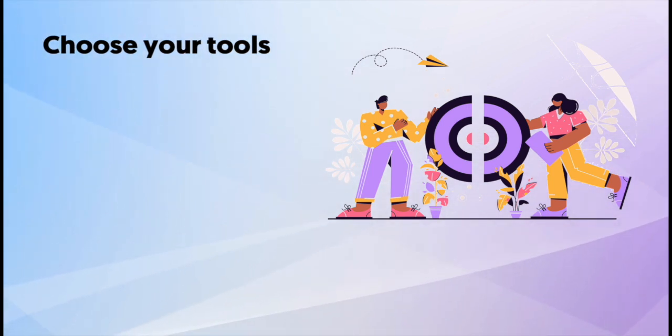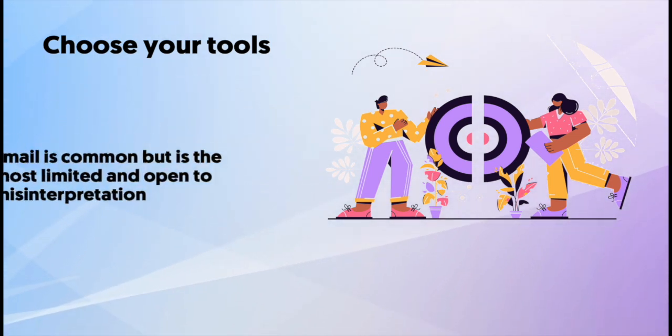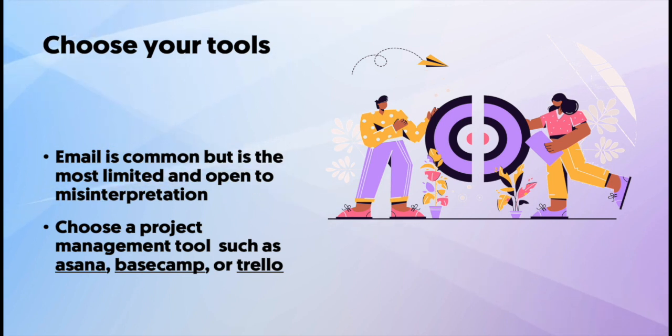Choose your tools. You probably already have a method of communicating with your team. Email, while often the most used form of communication within remote teams, is the most limited form of communication because text is open to misinterpretation. You want to avoid misunderstandings when communicating with your team, so choose project management tools such as Asana, Basecamp, Airtable, or Trello and set them up for your team. If you already have these tools, check you have the latest version, and if not, update it.